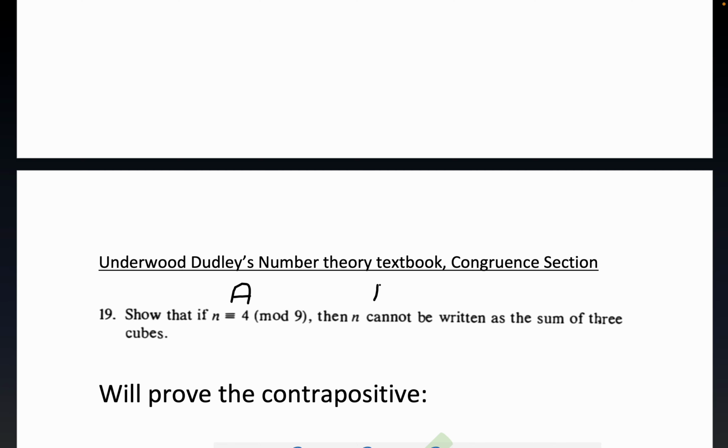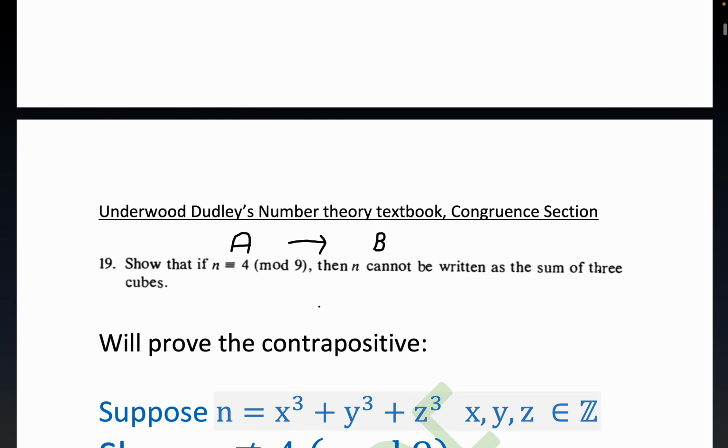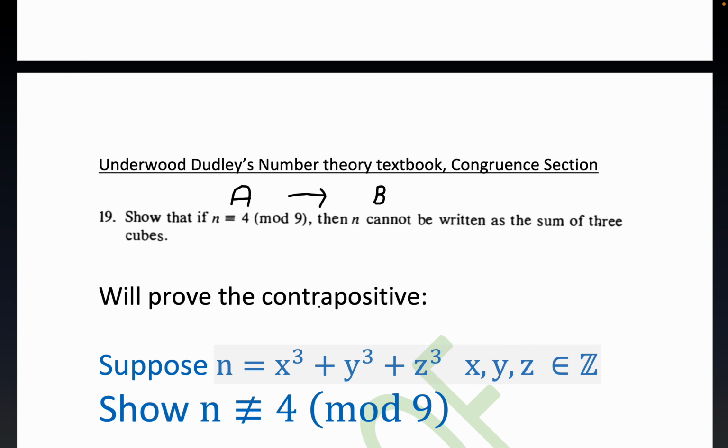So the way it's worded is in this form: A implies B. The truth of A implies the veracity of B. I want to prove the contrapositive because I think it's just more straightforward to do it that way. The contrapositive is logically equivalent to the original proposition.